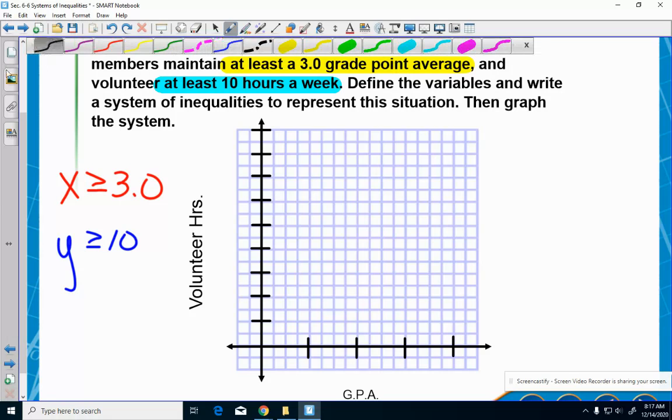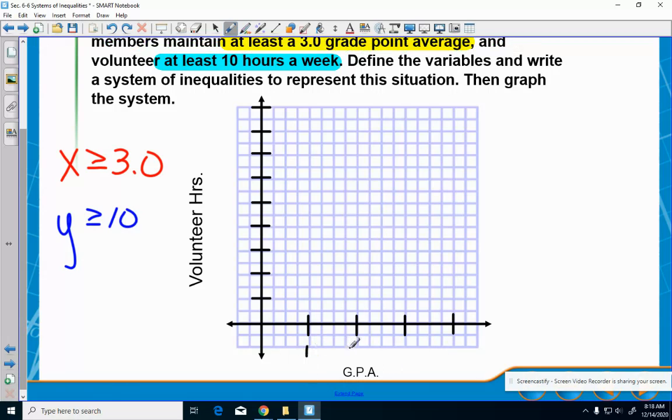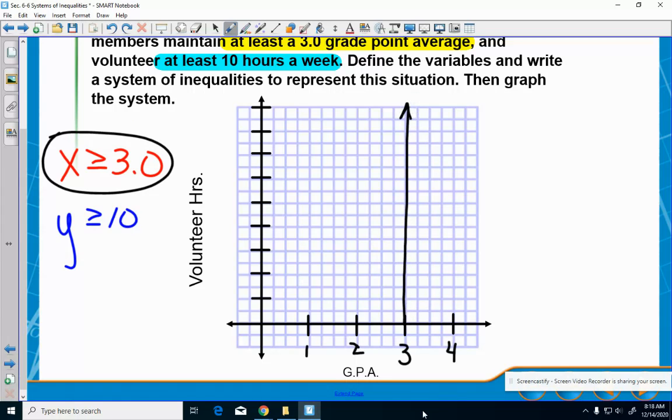Now, because both of these symbols involve equal to's, I know my lines are going to be solid. And lastly, they're both greater than, so they're going to be shading above. Now, I've already marked these out on the x-axis because with GPA, as we all know, you can have anywhere from a 0 up to a 4.0 GPA. So we want a 3.0 GPA or greater. Notice that in this first equation up here, there are no y's, so we are not going to cross the y-axis, so it's just going to be a vertical line.